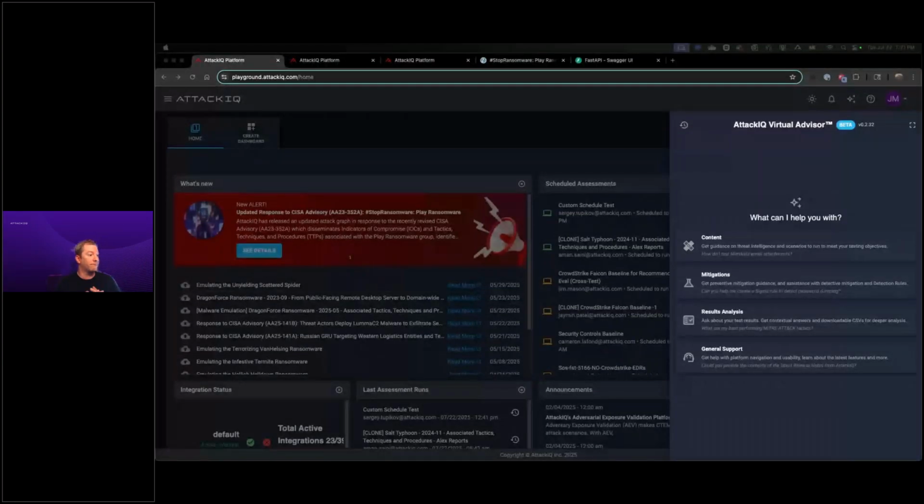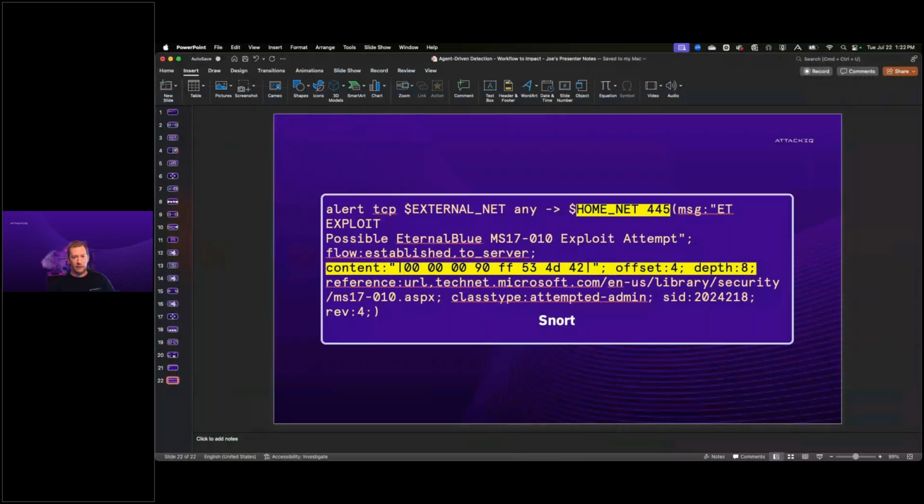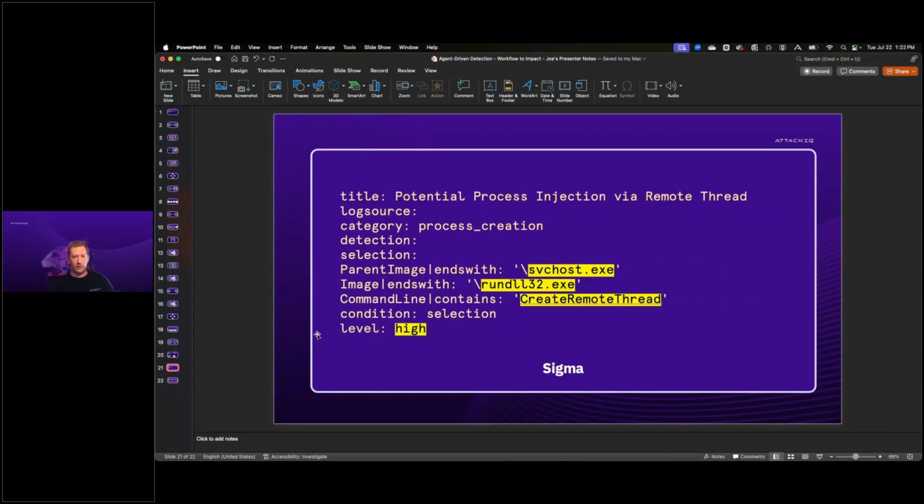Now picture this. We have 47-plus alerts for something called potential process injection via remote thread. And you're thinking, is this an attack? Or, I mean, the problem is that the detection rule behind the alert looks like it was written by someone with a whole lot of sleep deprivation. Let's see that for just a second. I just want to show you this example here. It's this Sigma rule I'm talking about.